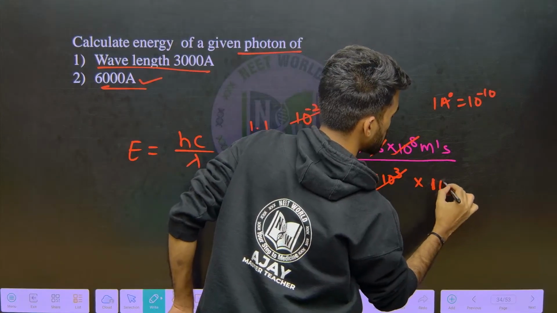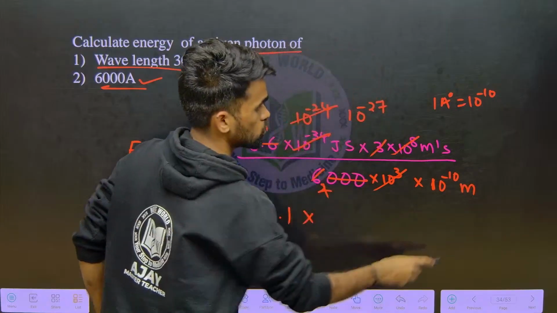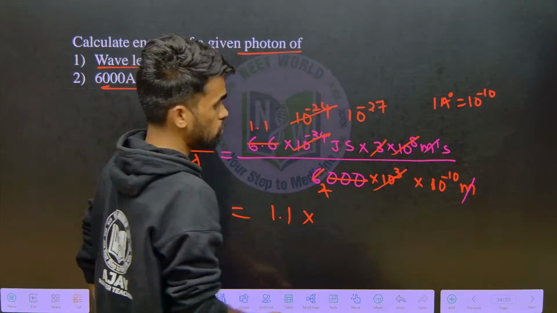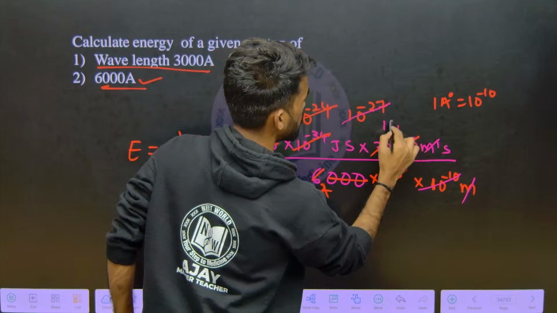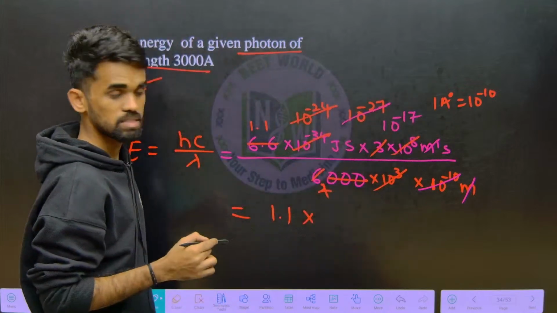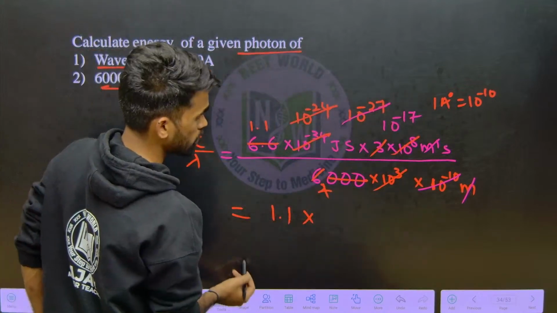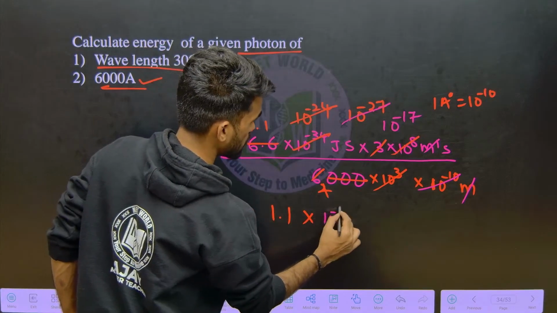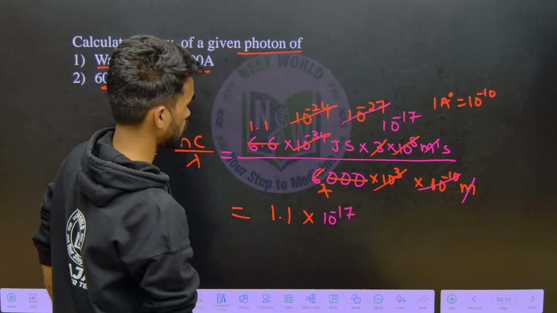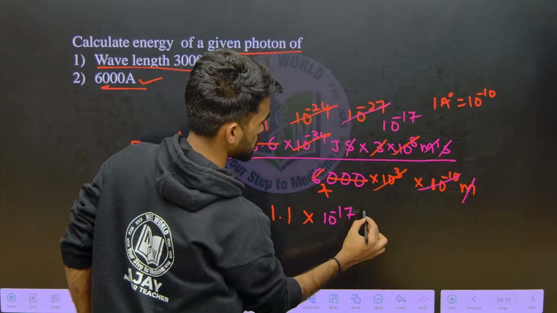Minus 10 meters. Right now, this meter cancelled. Okay, so this becomes 10 power minus 17. So 1.1 into 10 power minus 17 joules. See, second also cancels, joules remain.